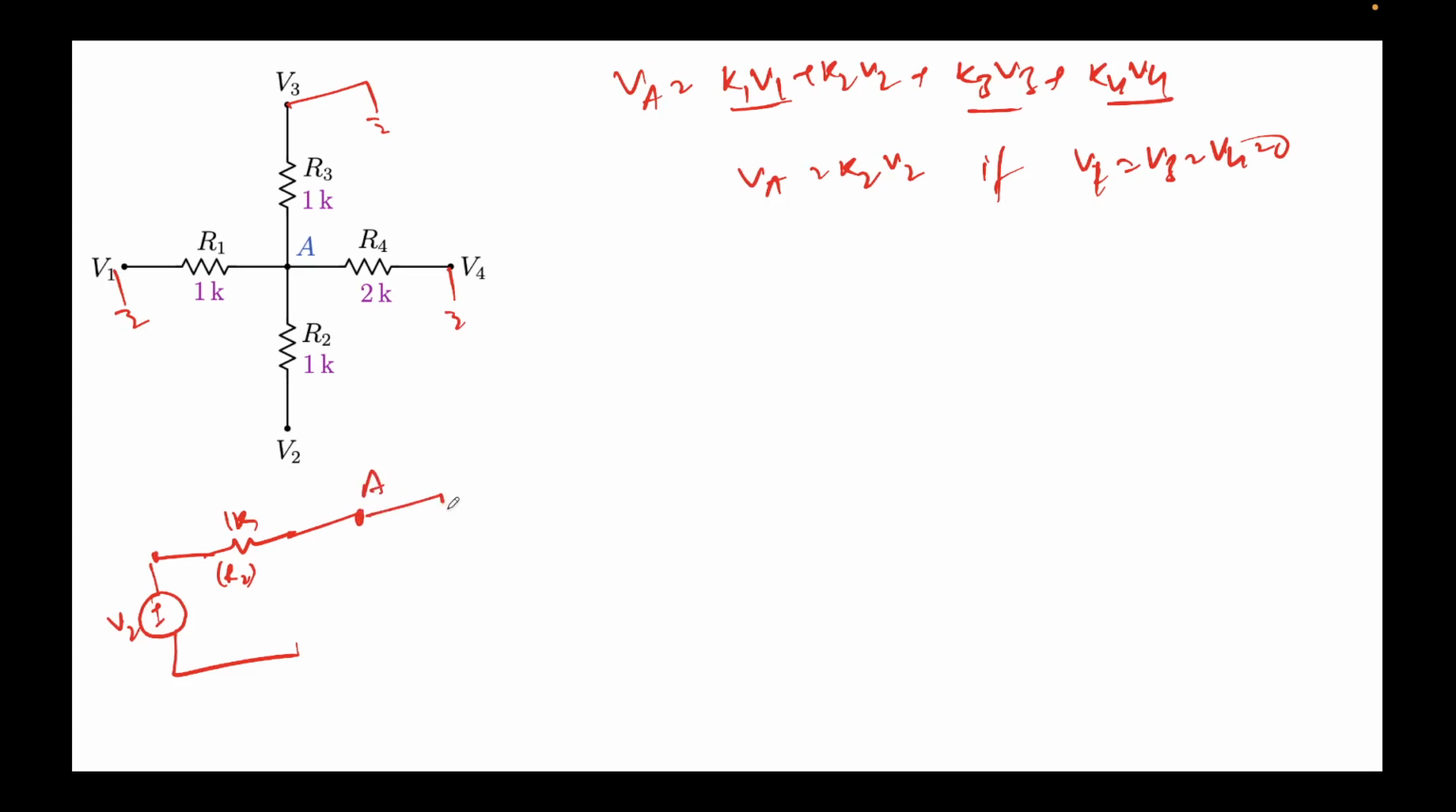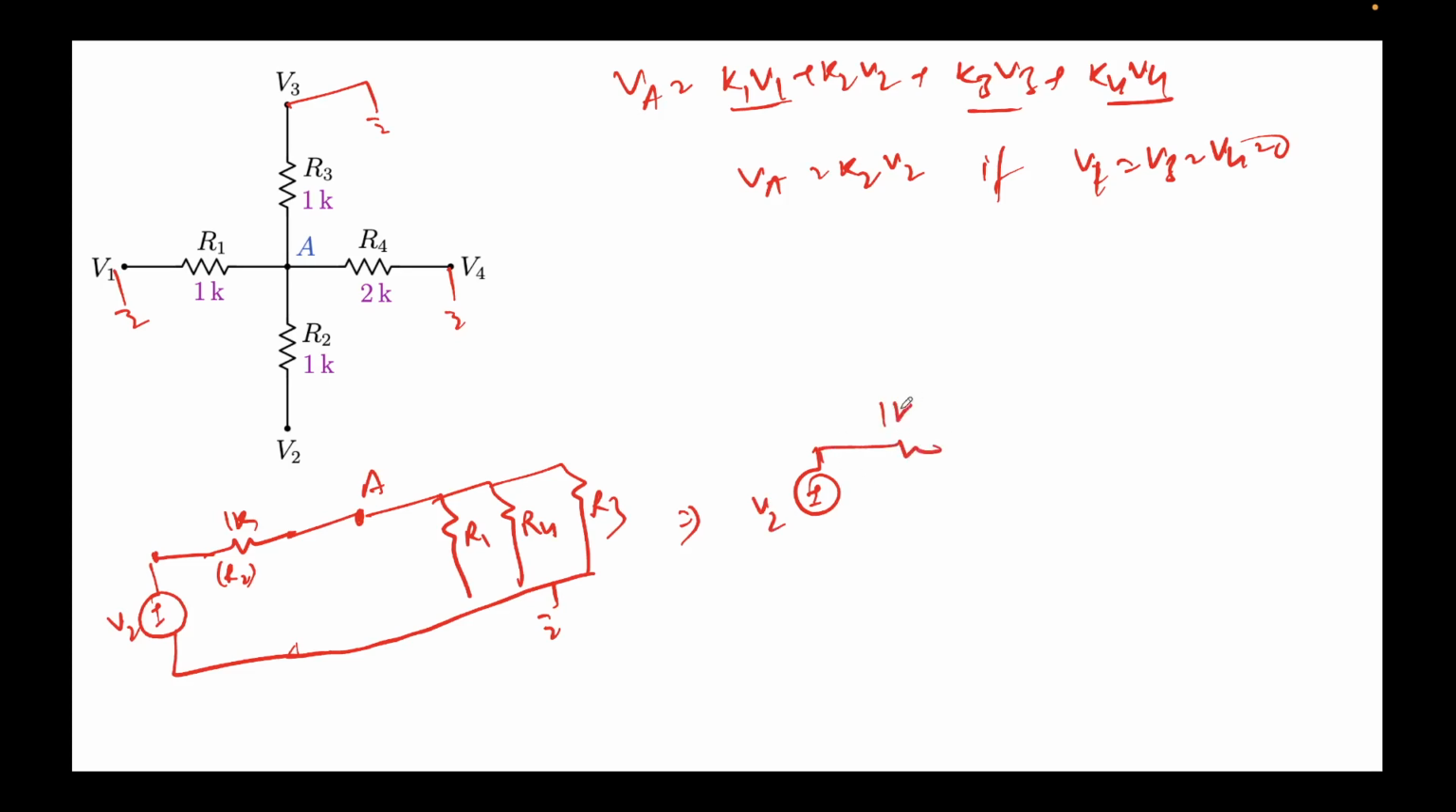From node A there are three resistances emerging. This is R1, this is R4 and this is R3, and this is ground. Again I can draw the equivalent circuit. This will be V2, 1K, this will be VA, and this should be R effective equal to R1, the value of 1K parallel 2K parallel 1K. I'm doing it correct, right?